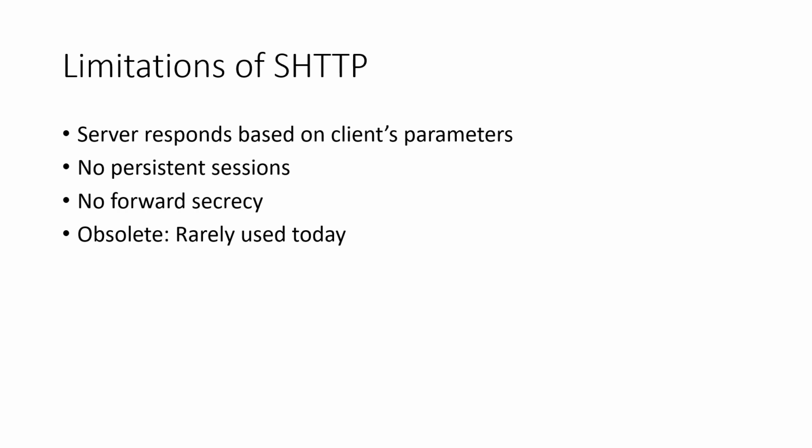Also, forward secrecy is not supported, which means if someone were to compromise the private key later, they could decrypt old messages also. Over time, these limitations, along with the complexity of managing message specific encryption, led to the decline of SHTTP. Today, it's practically obsolete and has been entirely replaced by HTTPS.